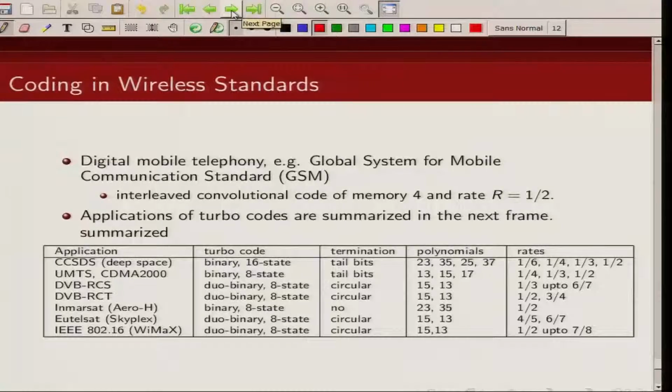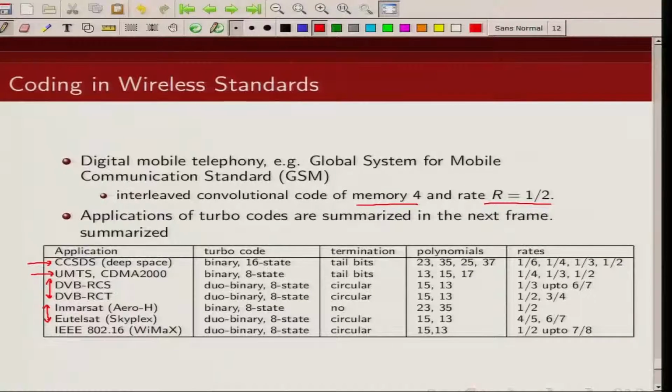I would like to conclude by giving some examples of communication systems. GSM uses a convolutional code of memory 4 and rate 1/2, and in this table I have listed some of the applications of turbo codes in recent standards, starting from the digital video broadcasting standard to third generation wireless standards to deep space exploration to satellite communication applications, and you can see there is the binary turbo code that we talked about.